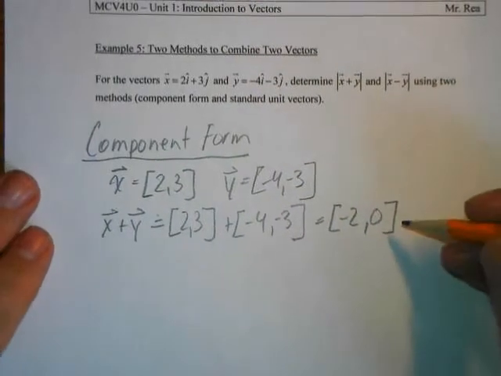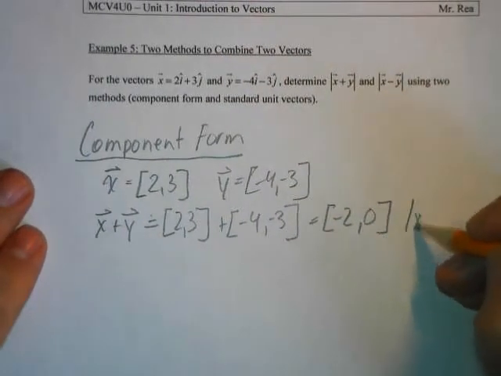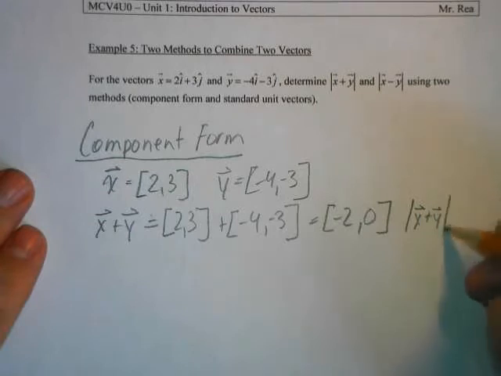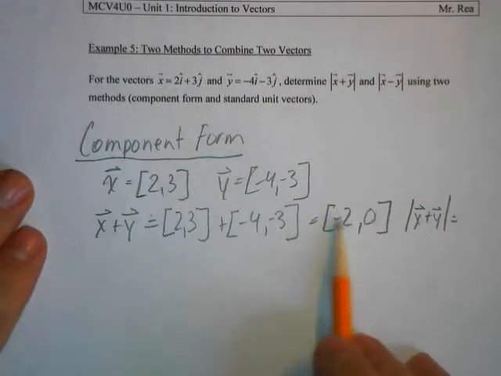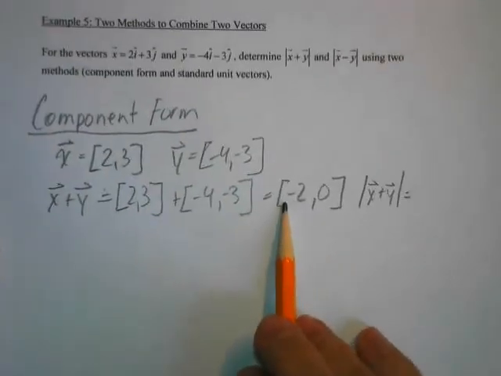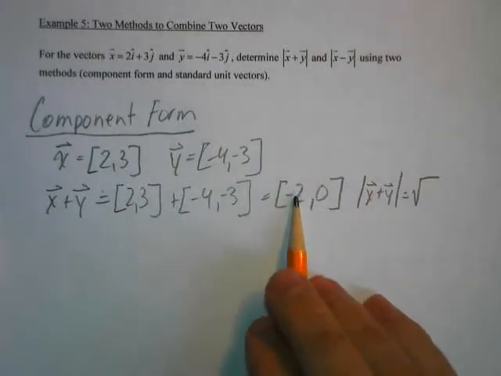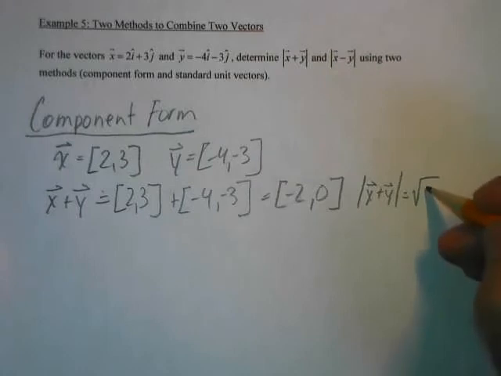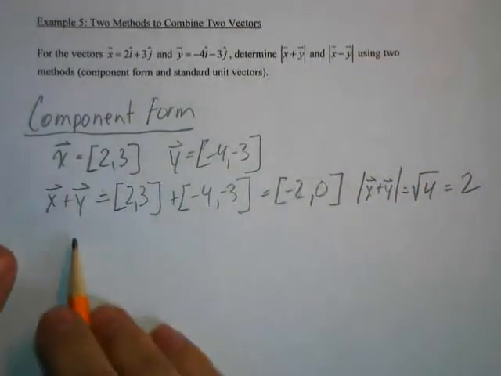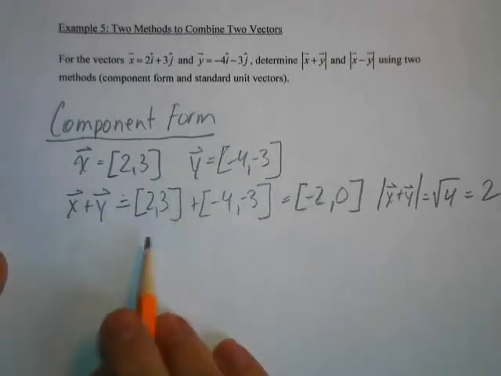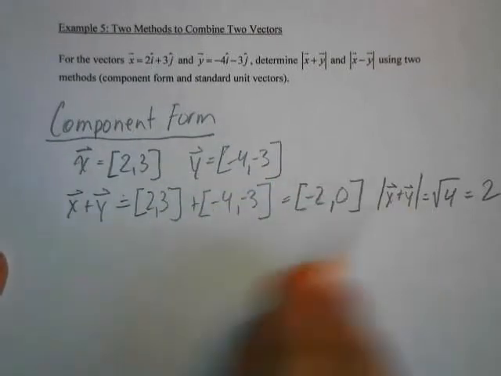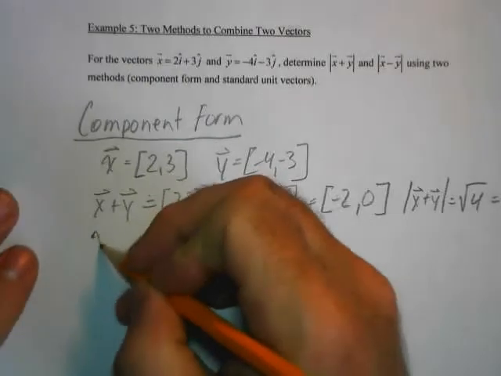And the magnitude of that is really, using that again in our Pythagorean theorem, the square root of -2 squared plus 0 squared, which is square root of 4, which is just 2. Okay, so we've got x plus y's magnitude there. Let's do x minus y.